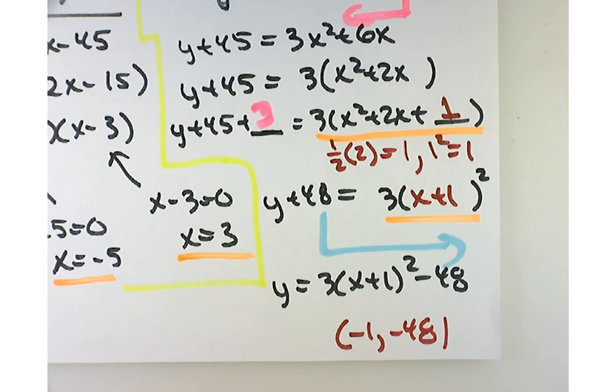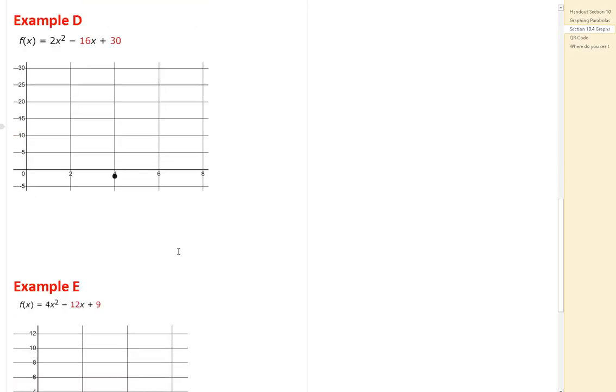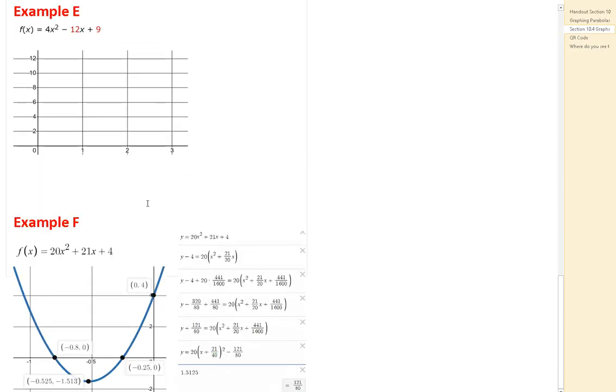Let's keep going with a few more here. I'm going to jump down to example E here, just to show you some of the other things that can happen when you're working with parabolas.